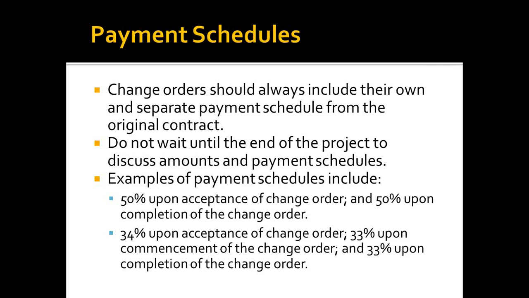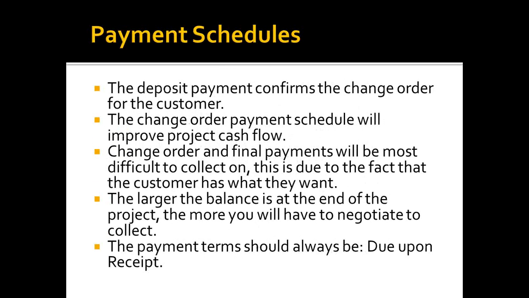Examples of payment schedules: 50% upon acceptance of the change order and 50% on completion of the change order. Again, the key there is upon the completion of the change order. You could also use a third, a third, and a third, but please remember, as soon as that change order is completed, we want to make sure that we're collecting that money.